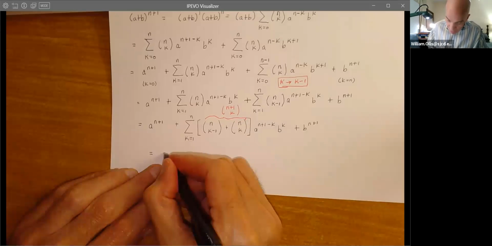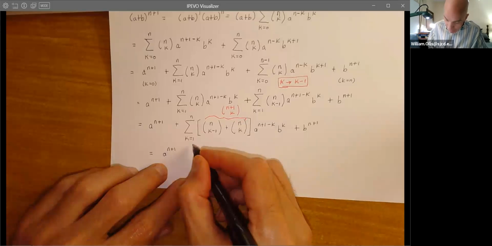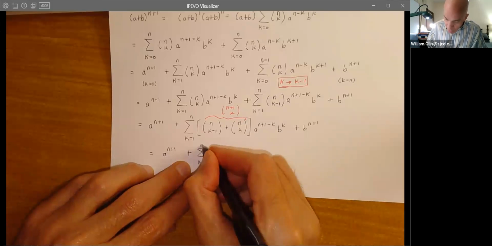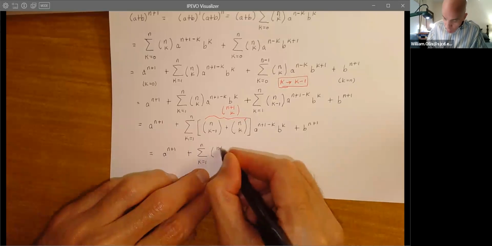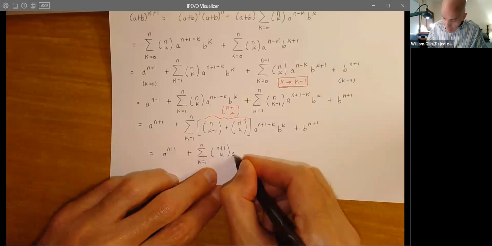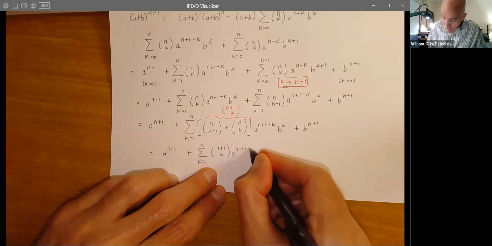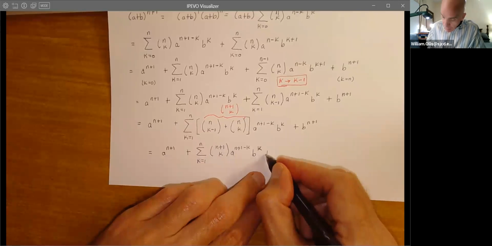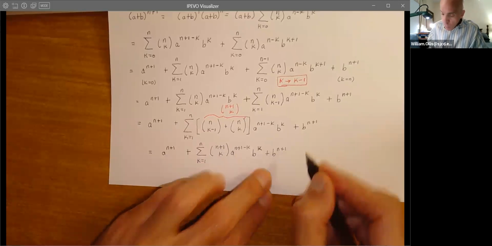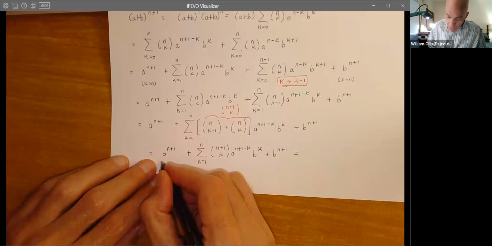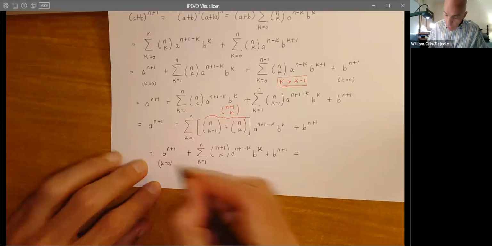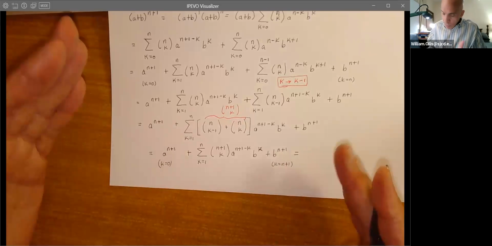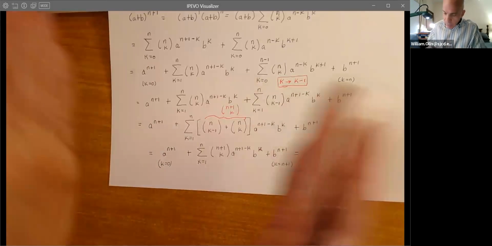So now we get A to the n plus 1 plus the sum from K equals 1 to n plus 1 choose K, A to the n plus 1 minus K, B to the K, plus B to the n plus 1. Now, of course, we're done. This is just the K equals 0 term, which we already knew, and this is the K equals n plus 1 term. So now we can just throw it in, and we're done.